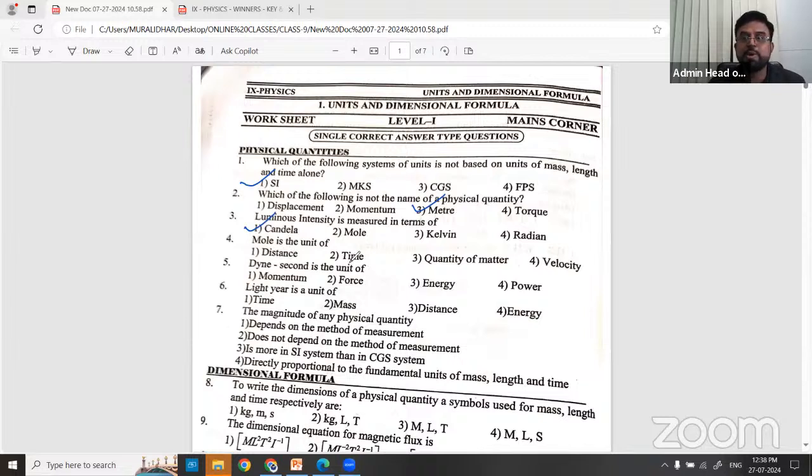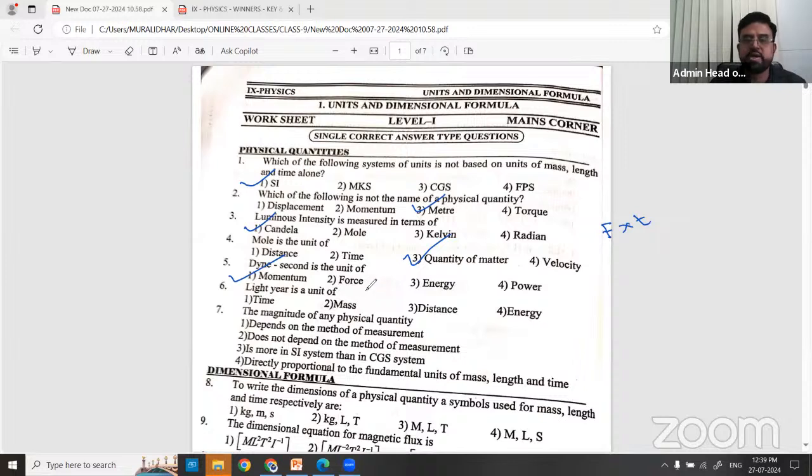Next, mole is the unit of what? Mole is also one of the fundamental units, of quantity of matter. It's not a unit of distance, not a unit of time, not a unit of velocity. So what is left here? Quantity of matter. So mole is the unit of quantity of matter. Clear? The fourth one is 3. Fifth one: dyne second is the unit of what? Dyne is nothing but force, second is nothing but time. Force into time is nothing but momentum.